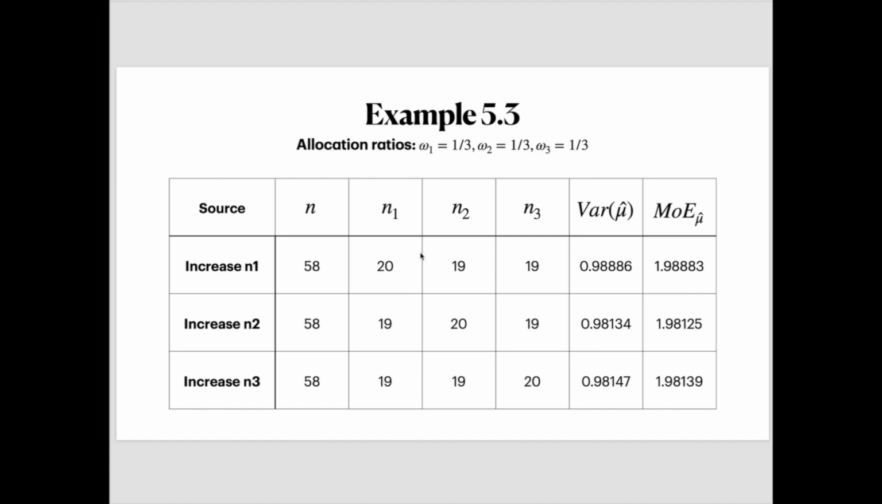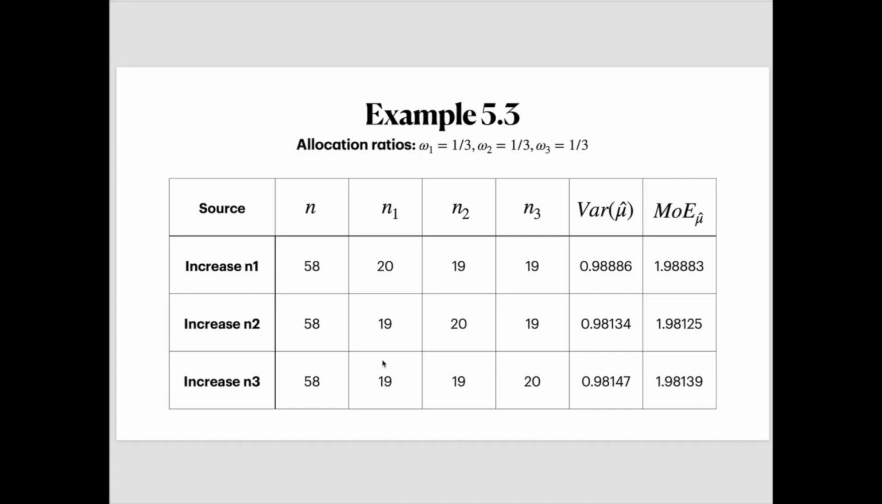Now notice that depending upon which of these stratum sample sizes we increment, we get slightly different values for the variances of mu hat and the margins of error of mu hat. And you can see here that, for example, by increasing N2 by 1 and leaving N1 and N3 alone, we actually get an overall smaller value for the margin of error of mu hat, although not much smaller, but it is a little bit smaller than both of the other two scenarios.